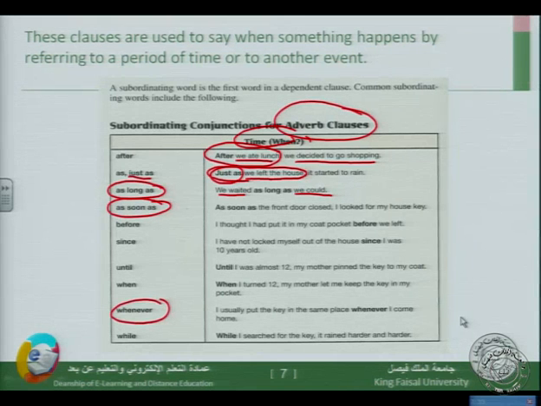For example, let's take whenever. I usually put the key in the same place whenever I come home. So, when do you usually put the key in the same place? Whenever I come home. While I searched for the key, it rained harder and harder. When did it rain harder and harder? While I searched for the key.